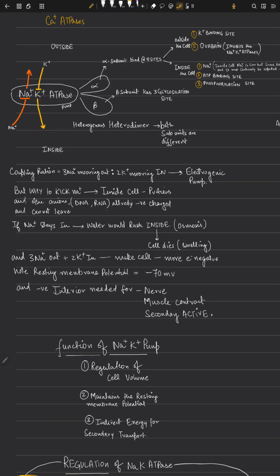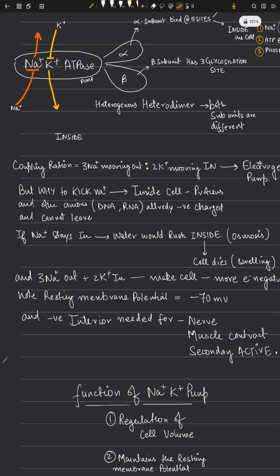But why kick sodium out? Why do you want to kick sodium? I also think this. Why do you want to bring in potassium? Because inside the cell, the proteins and other anions like DNA and RNA are already negatively charged, and they cannot leave, because if they leave, then what is even a cell?